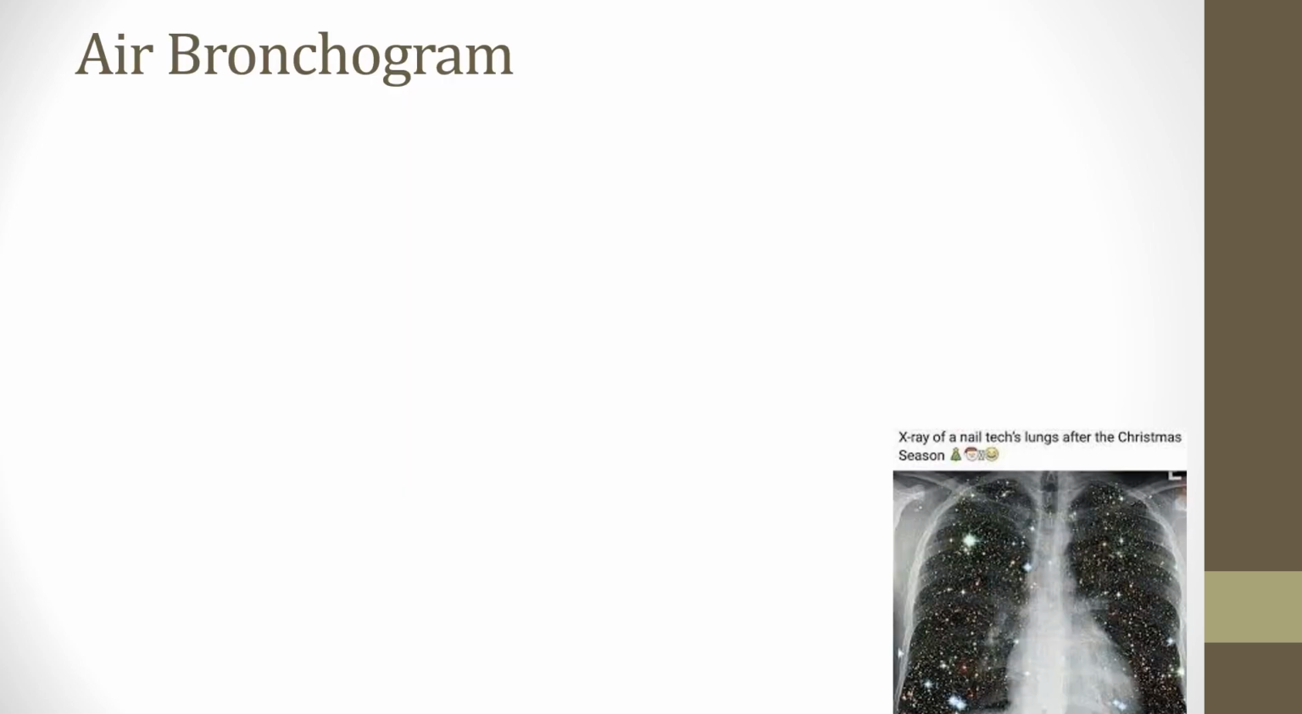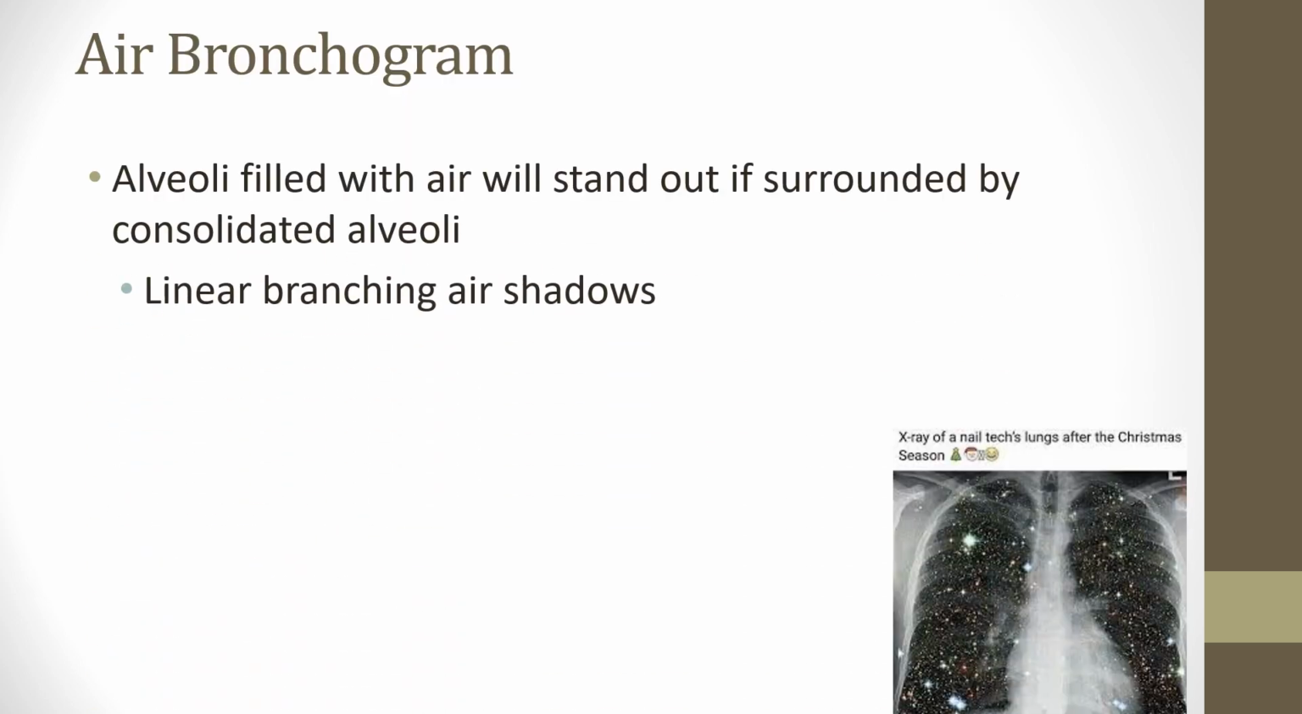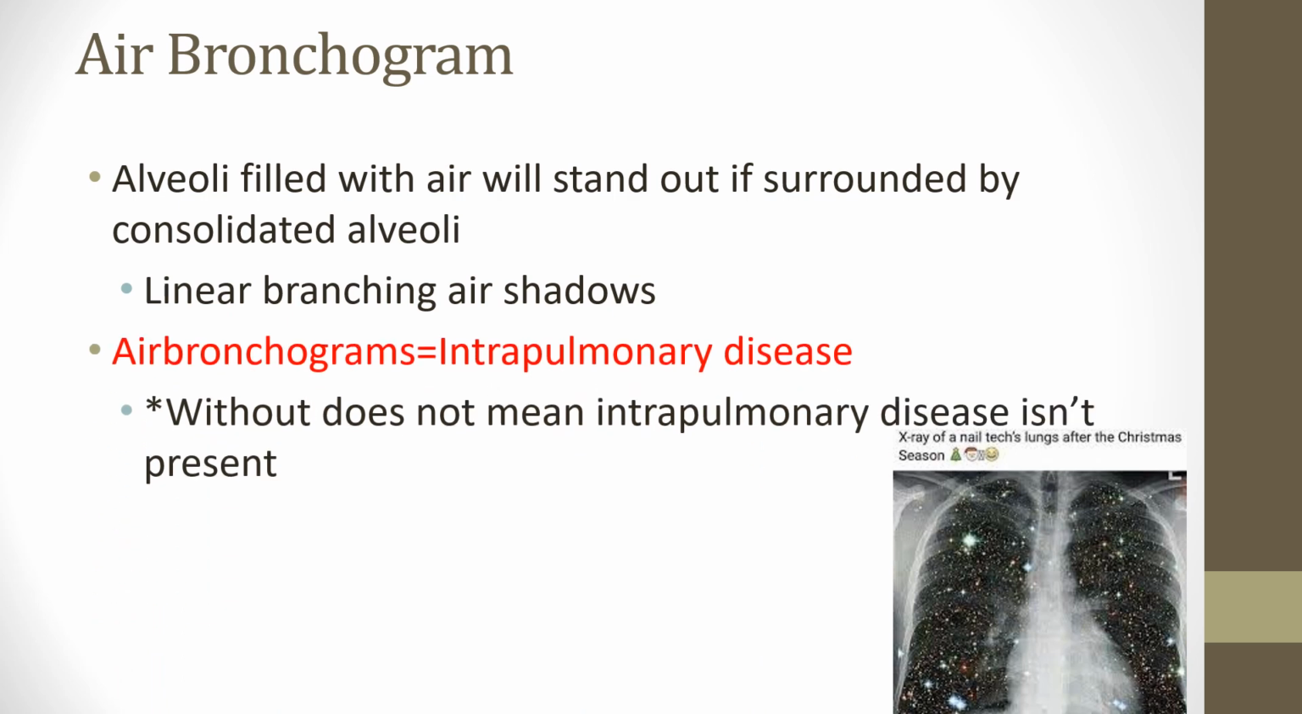Pretty cool stuff. Air bronchograms, pretty important. Alveoli filled with air stand out if they're surrounded by consolidation. So if you see an air bronchogram, it usually means there's an air pocket and it's either surrounded by mucus or inflammation. Mucus and inflammation are going to be the big ones. Swelling, right, that inflammation. So the big thing when you see an air bronchogram, it means that there is an intrapulmonary condition, right? If you see an air bronchogram, that means there's something going on with the lung pathology. But that's what we're looking for.